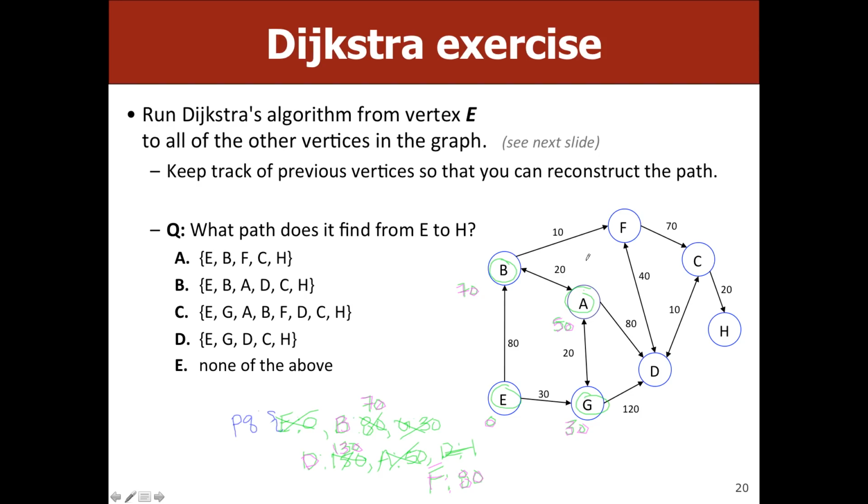Which node do we visit now? D has cost 130. I think I didn't write down F, so F has cost 80. We've done that. Then D has cost 120, because 80 plus 40. Any other nodes we need to add to our priority queue? C with cost what?